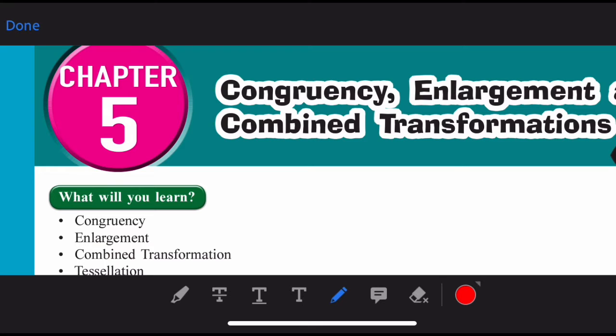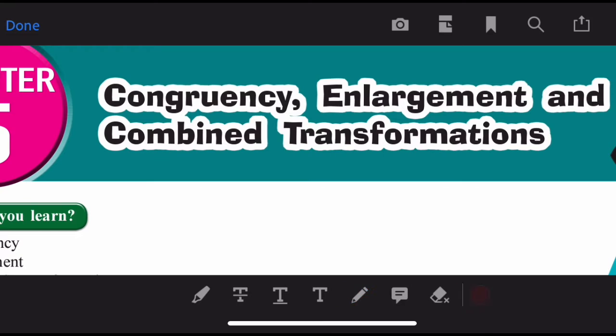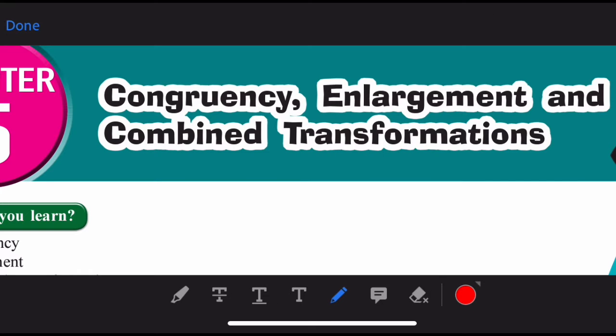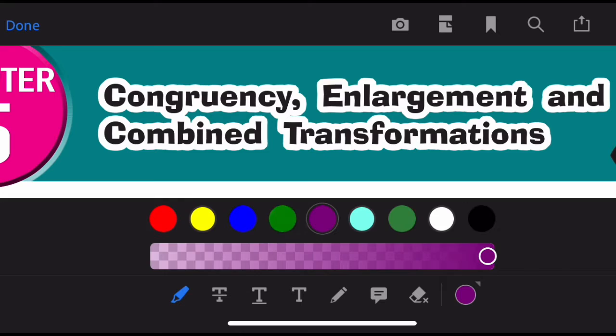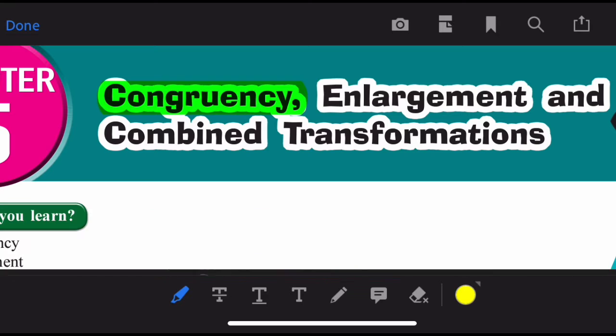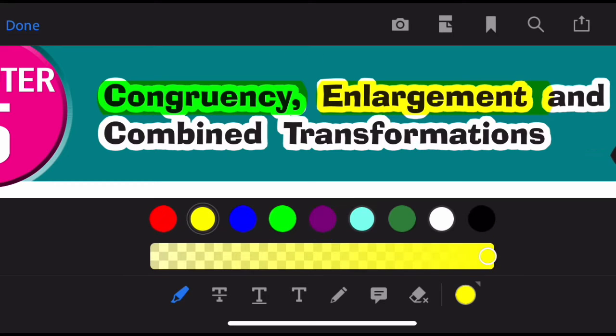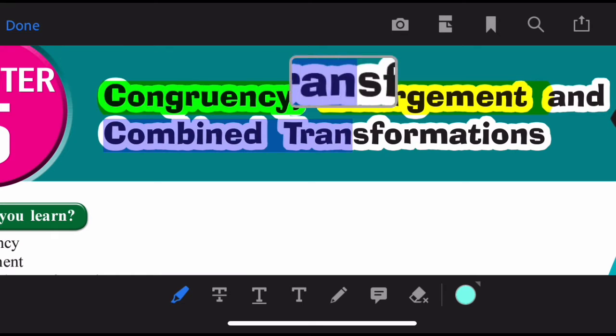Today I would like to teach you on congruency, enlargement and combined transformation. For your information, this is actually Form 5 syllabus. So we have a very special term which is congruency, and then we will learn enlargement. We also will learn combined transformation.